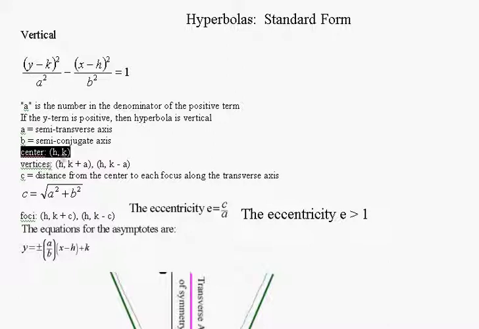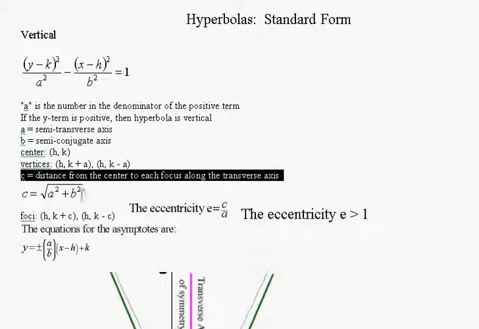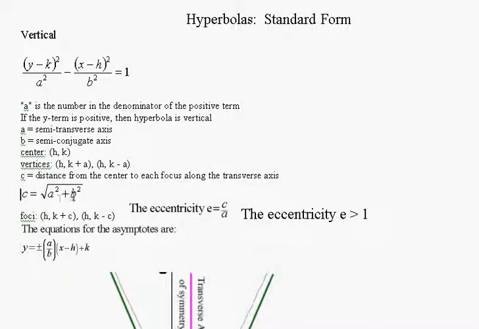And we're going to go up and down A from our center to find our vertices. So the x value does not change, but the y value is k plus a, k minus a. C is still the distance from the center to each focus, and C is still calculated as the sum of the denominators square rooted. To find the two foci, they're going to go up and down. So the x value of the center is not going to change, but we're going to add C to the y value of the center and subtract C from the y value of the center. Eccentricity is still C divided by A, and we should get a number larger than 1.